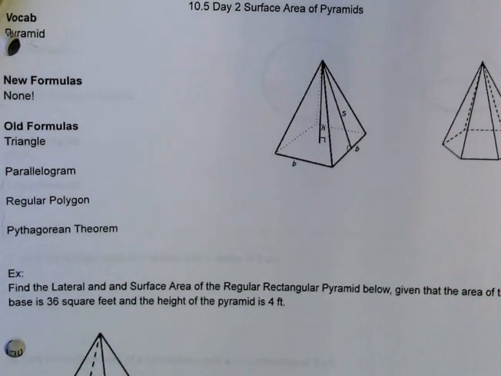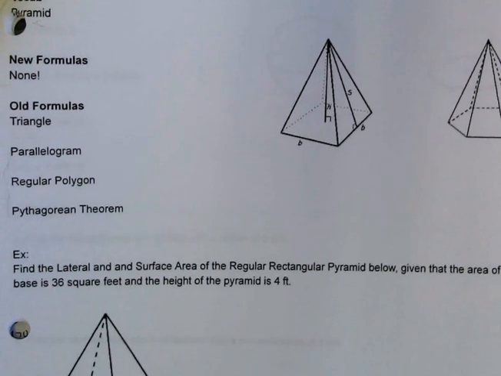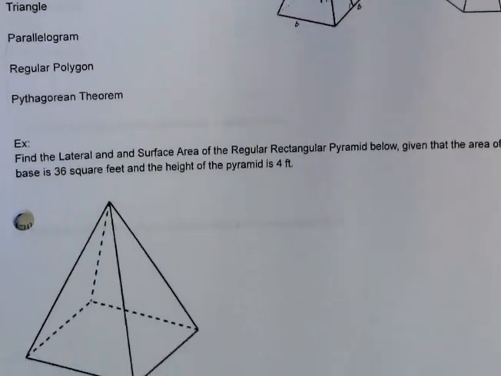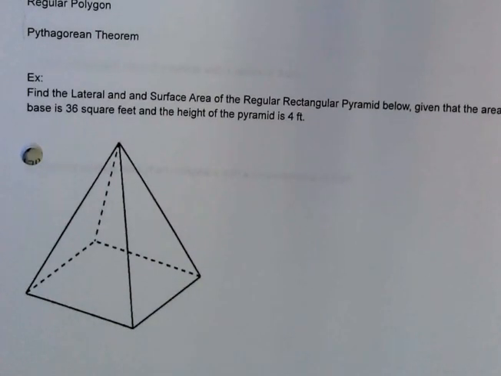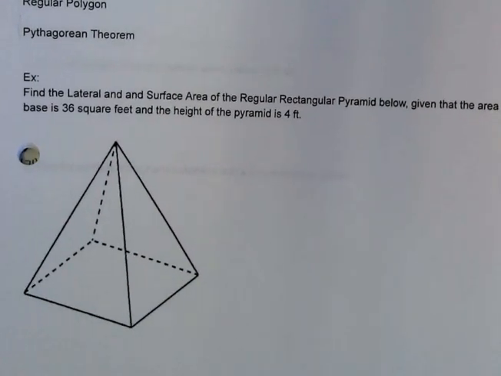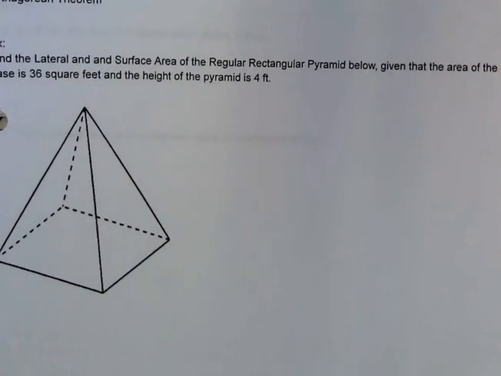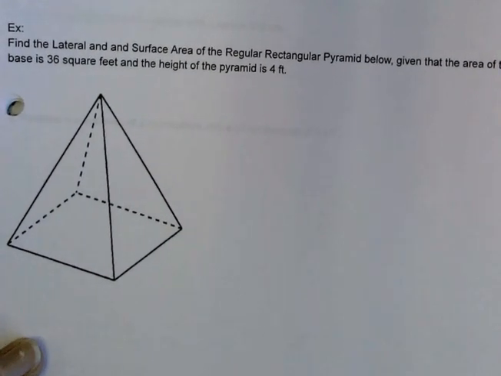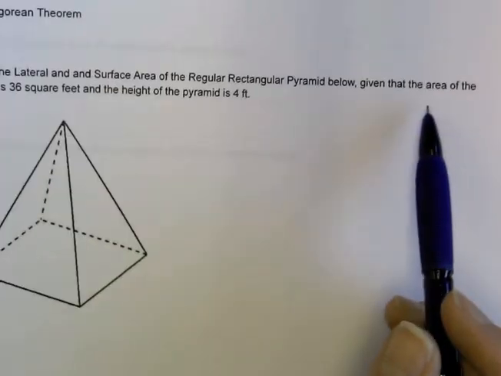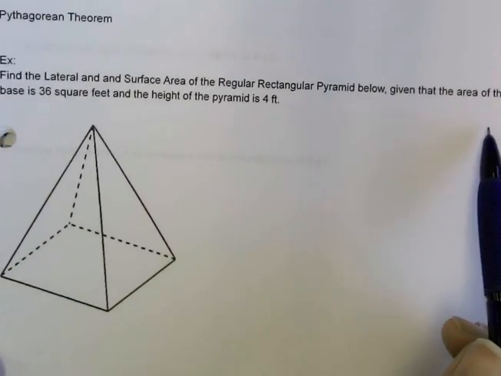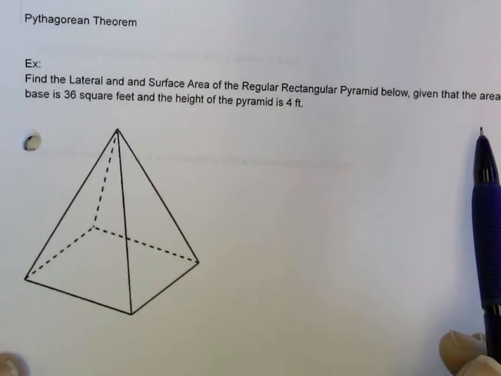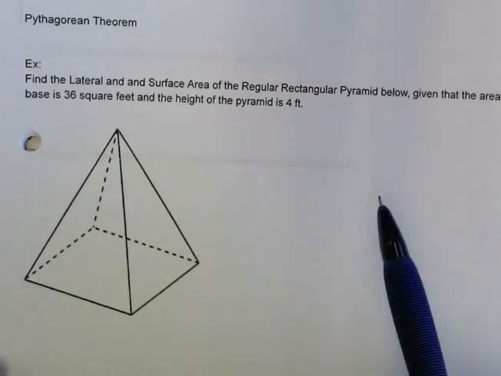So I'm going to go ahead and jump right into the example where we're going to be asked to find the lateral area and the surface area of a rectangular pyramid. Okay, regular rectangular pyramid, great. Okay, so here's the information I'm given. I'm given that the area of the base is 36 square feet and the height is 4.